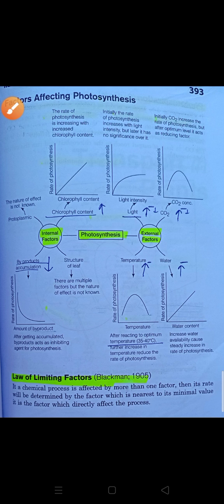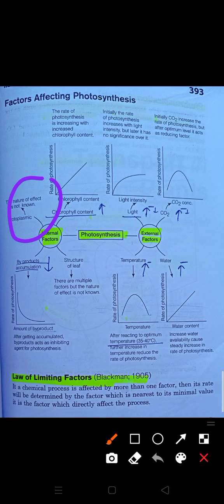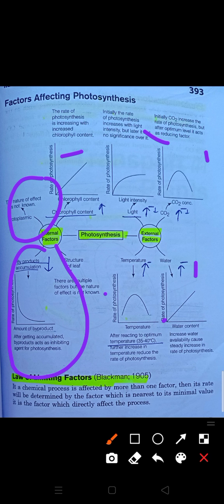Okay, next is protoplasm. Which kind of protoplasm is present inside the leaf also affects the growth of photosynthesis, but it is not clear yet how much it increases or what effect it directly has. Next one is accumulation of product. Children, that is very important. The accumulated by-products act as an inhibiting agent for photosynthesis. अगर बहुत ज़्यादा सारी चीज़ें इकट्ठा हो जाती हैं, it also affects the rate of photosynthesis.